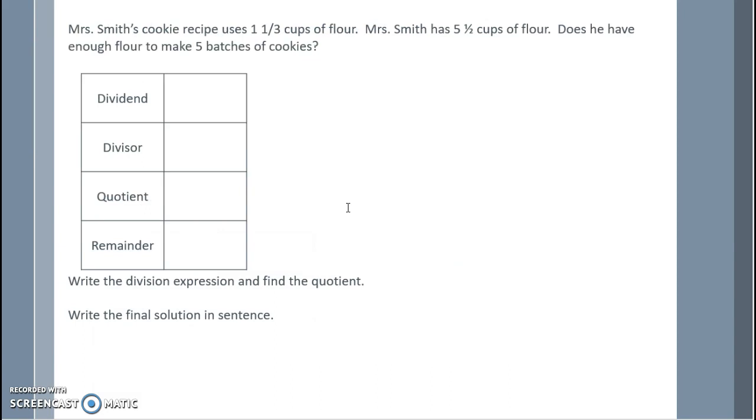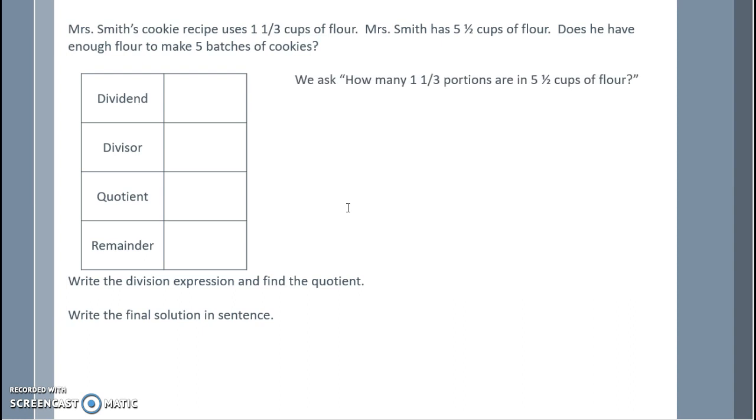Mrs. Smith's cookie recipe uses 1 1/3 cups of flour. Mrs. Smith has 5 1/2 cups of flour. Does she have enough flour to make 5 batches of cookies? Let's identify the dividend, the divisor, the quotient, and the remainder. Write the division expression and find the quotient, and write the final solution in a sentence.